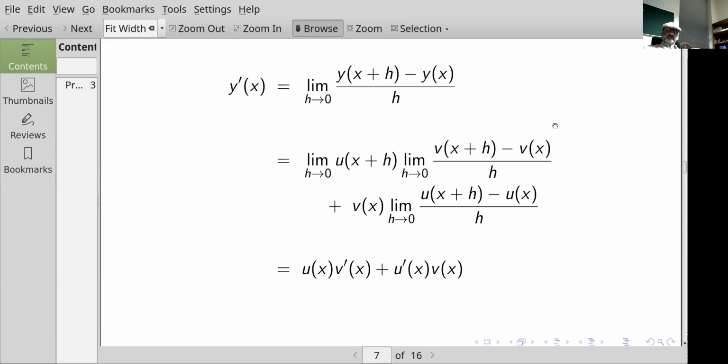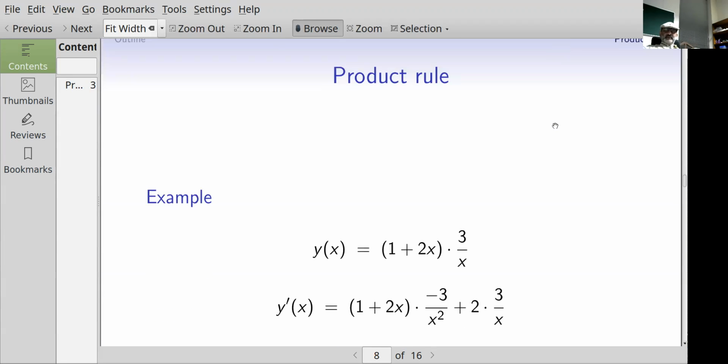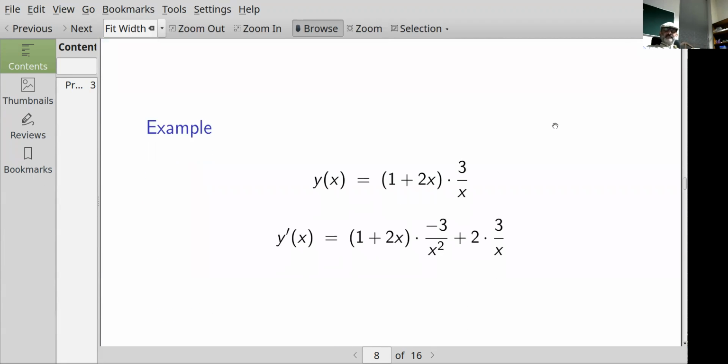So that's the product rule. So let's do an example. Suppose that y of x equals (1 plus 2x) times 3 over x.